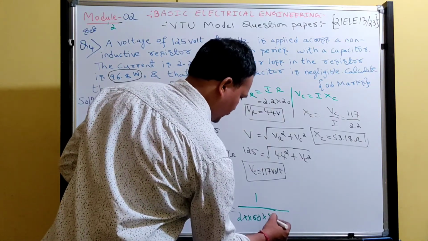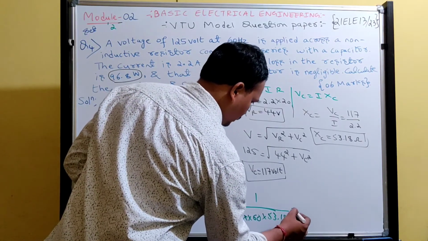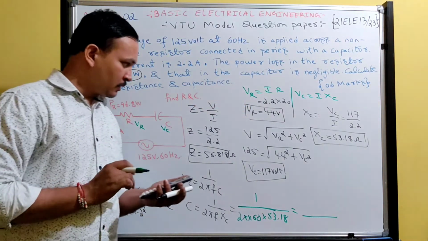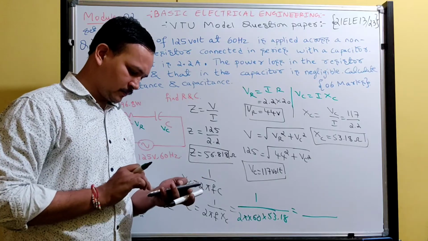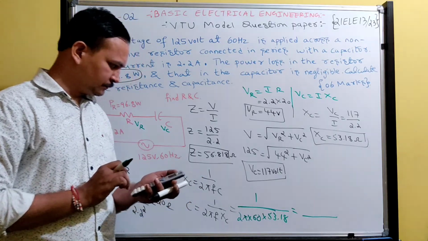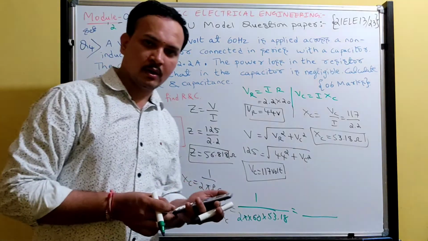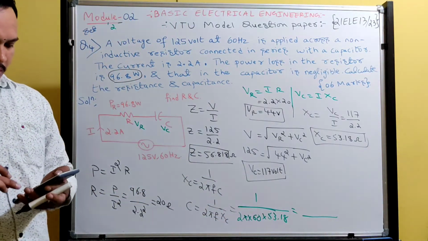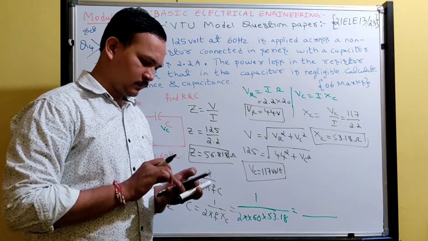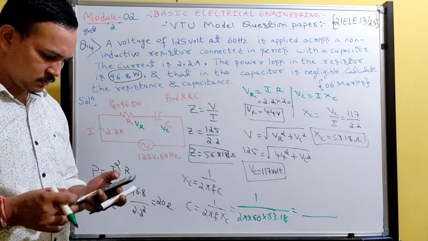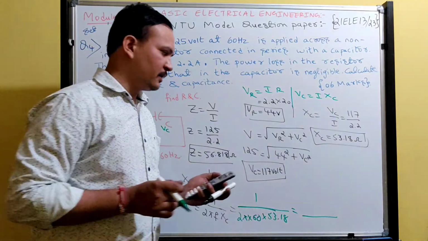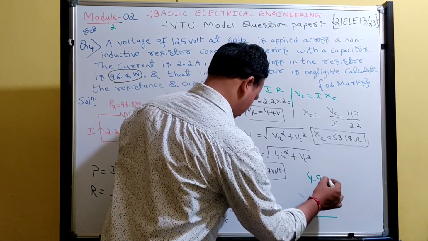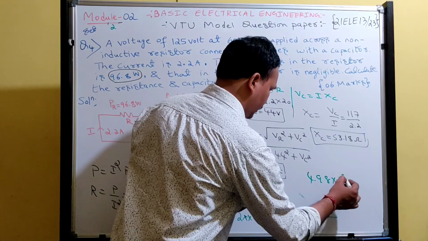60. What is the value of capacitive reactance? 53.18. What is the answer? 1 divided by 2 pi into 60 into 53.18. How much did you get? 4.98. So guys, in the calculator we got 4.98 into 10 to the power of minus 5.